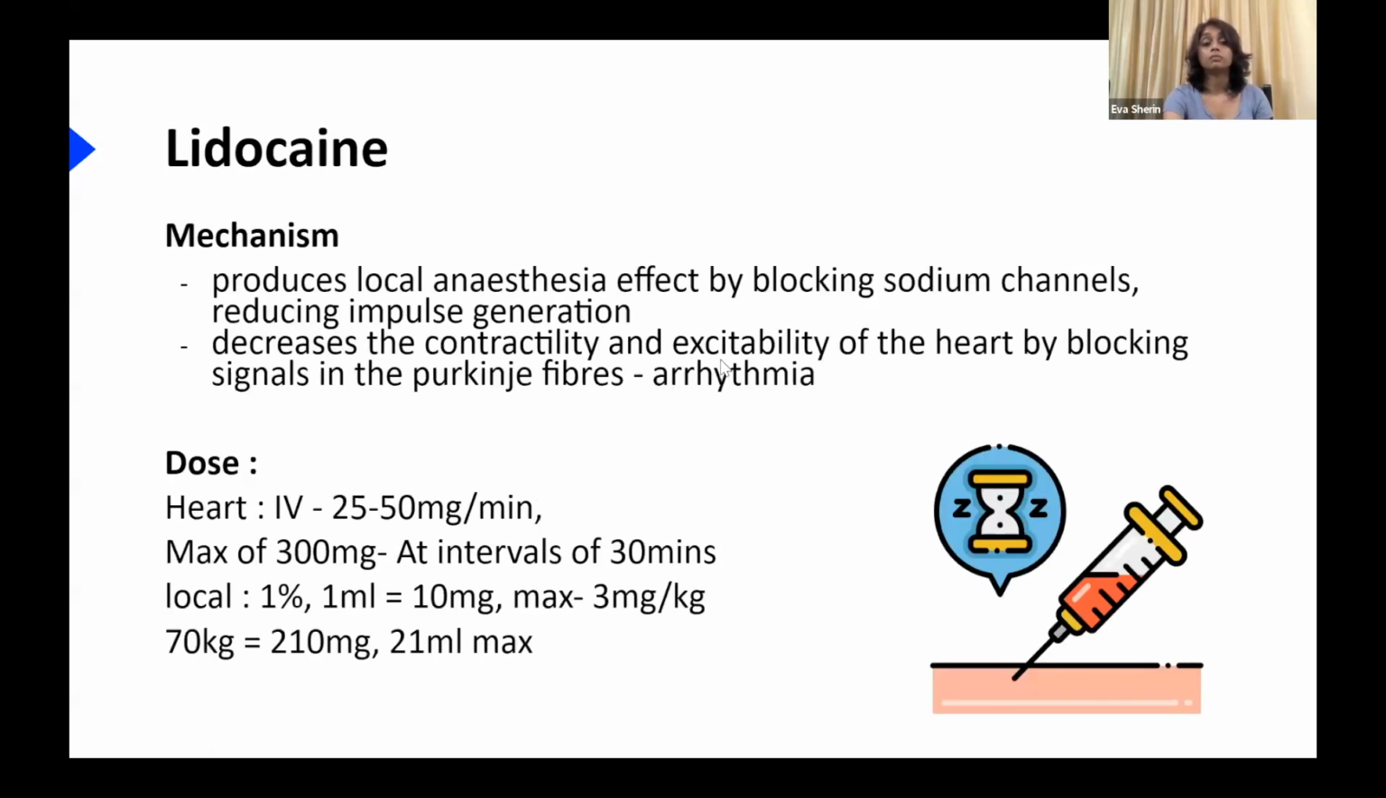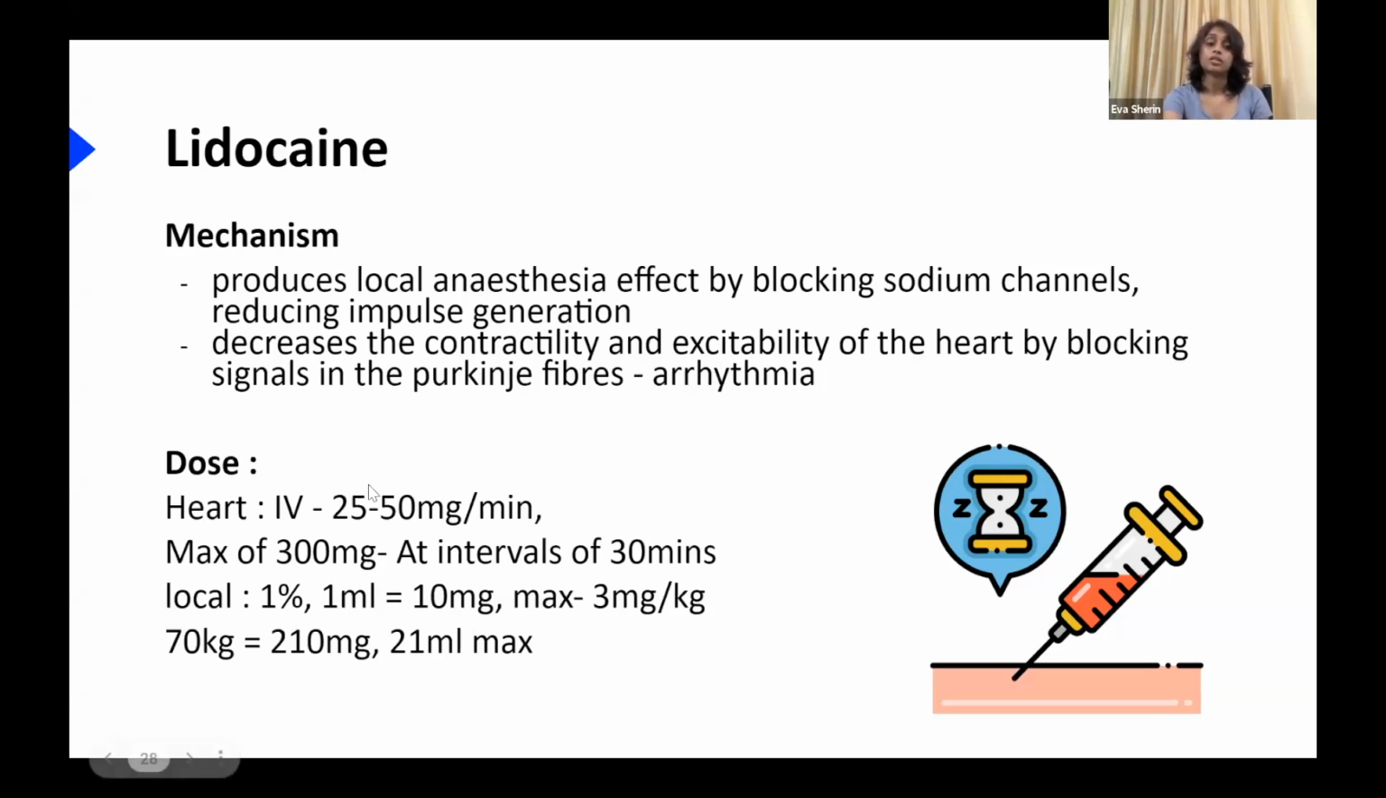Lidocaine, commonly used again. You give it for local anesthesia, and it also has antiarrhythmic properties because it blocks the sodium channels in the heart and thereby stops impulse generation. It also decreases the contractility and excitability of the heart and thereby stops the signal from going through the Purkinje fibers and thereby stops the arrhythmia.